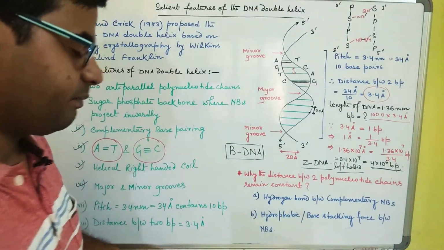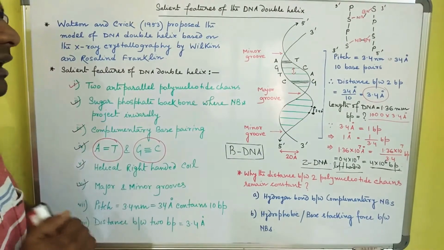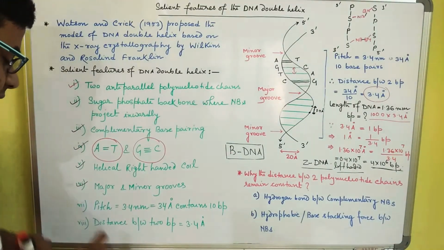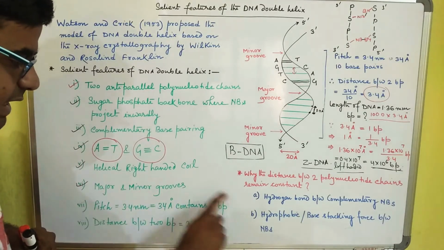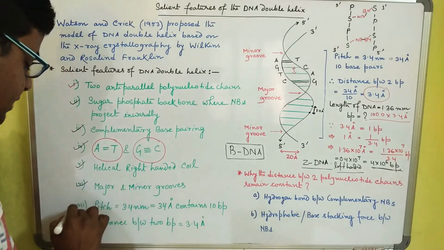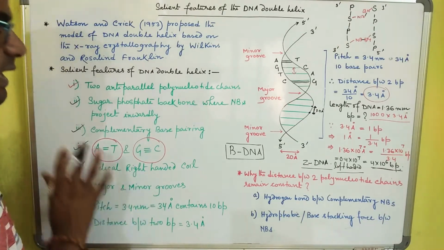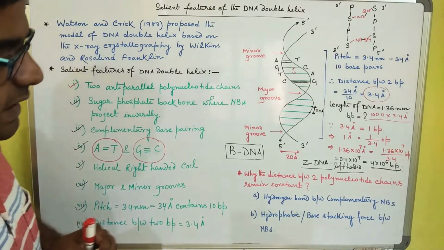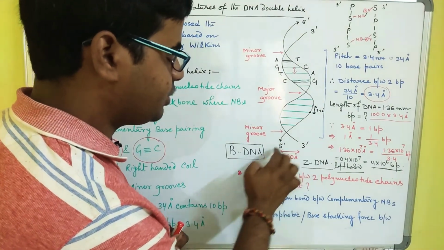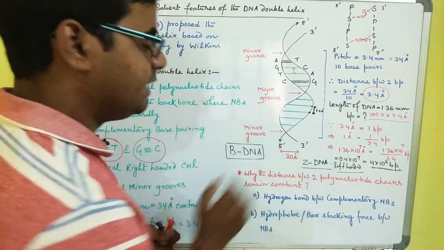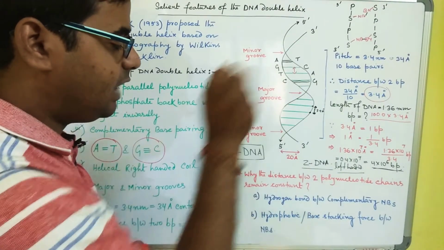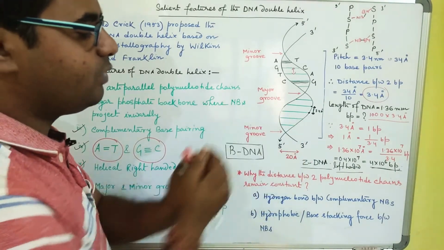Coming to the next important salient feature of this DNA double helix, that is the pitch. We have already discussed this thing. The distance between two consecutive base pairs is 3.4. So these 2 points we have already covered. Now the distance between two polynucleotide chains is 20 angstrom, and this distance remains constant throughout the polynucleotide chain. Now how do these two distances remain constant?